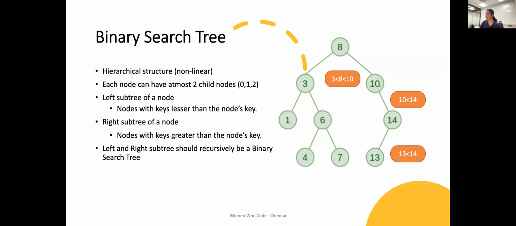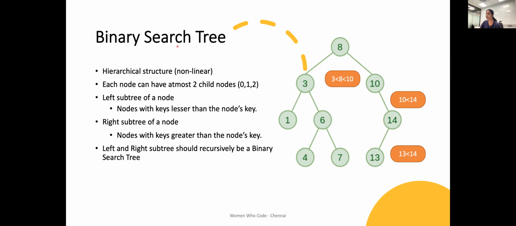It's a hierarchical structure and not a linear one. When I say linear, it is more related to your linked list or stack, something which is going to be on a line, like an array. So the structure itself is a non-linear structure. That's why we call it a tree.